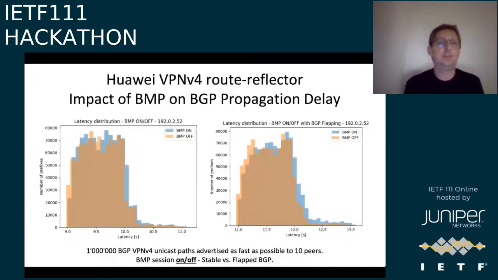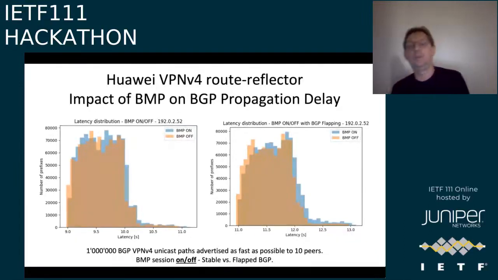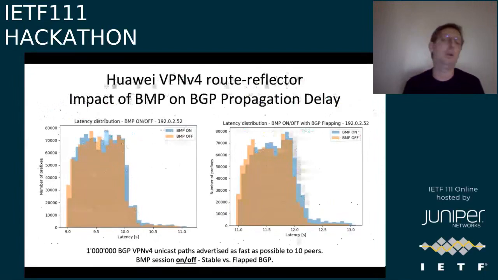So here, just a comparison on the left side, basically when on the central route reflector, either BMP is turned on or turned off. You see a slight difference in the BGP propagation delay. So the scale is how many prefixes within a second are being propagated across the network. On the right-hand side, you can see basically the same comparison, BMP on and off on the central route reflector, but compared to the left side, on the right side, we were basically flapping all peers on the route reflector.